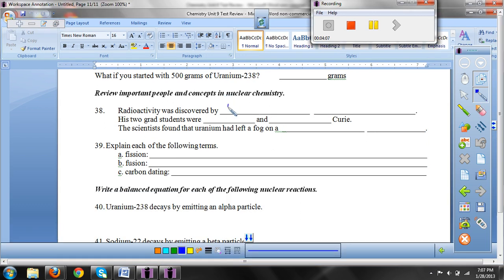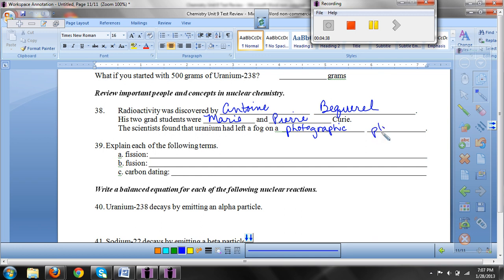radioactivity was discovered by Antoine Becquerel, B-E-C-Q-U-E-R-E-L. He had 2 graduate students that were Marie and Pierre, P-I-E-R-R-E, Curie. And the scientists found that the uranium ore left a fog on a photographic plate. So that's what made them start thinking, well, that's interesting. What do you think caused that? And then they began to discover everything about radioactivity.